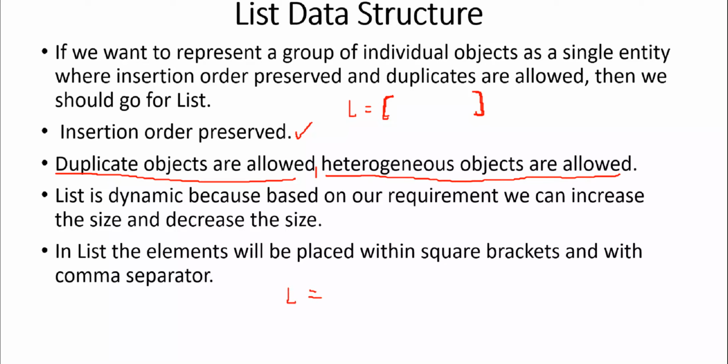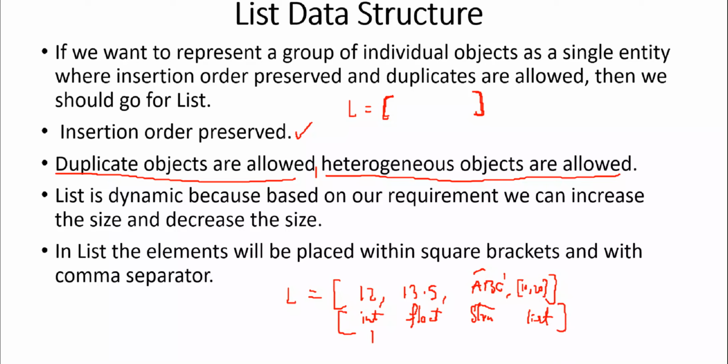Let us suppose I am creating a list in which I can keep integers, I can keep float values, I can keep strings, I can keep another list object. That means here it is an integer, here it is a float, here it is a string, here it is a list. So this list consists of heterogeneous objects. That means duplication of elements is allowed and different types of objects within a list are allowed.